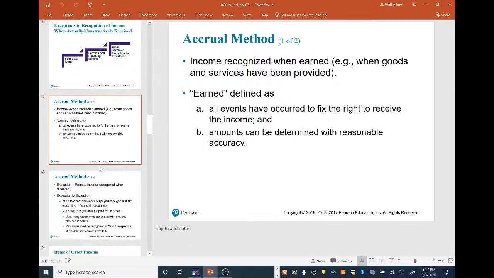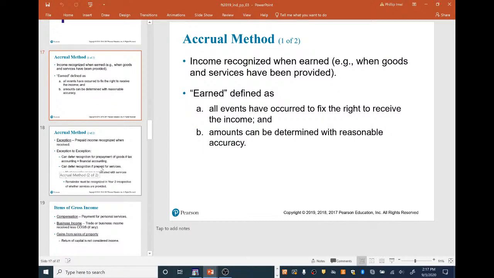So these are your exceptions to recognition of income. So the accrual method. Let's talk about this once again. Once again, it says the accrual method, income is recognized when earned or when goods or services have been provided. And in this case, earned is defined as all elements have occurred to fix the right to receive the income, or all events, and amounts can be determined with reasonable accuracy. So once again, accrual method taxpayers generally report income in the year the income is earned. So that's when all events, once again, have occurred to fix the right to income, and the amount of income can be determined with reasonable accuracy, okay?